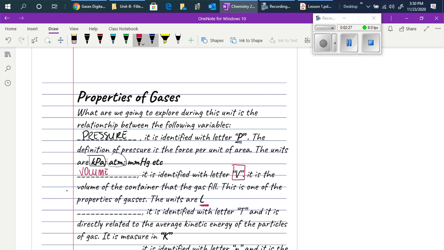The third quantity that we will discuss in terms of the properties of gases is temperature, and it is identified with capital letter T. Often for temperature, we will see a capital T, which will mean that we are dealing with Kelvin, and a lowercase t, which will mean that we are dealing with the Celsius scale or degrees Celsius. In the formulas that we will apply, the unit that we will use is Kelvin. It's the Kelvin scale.